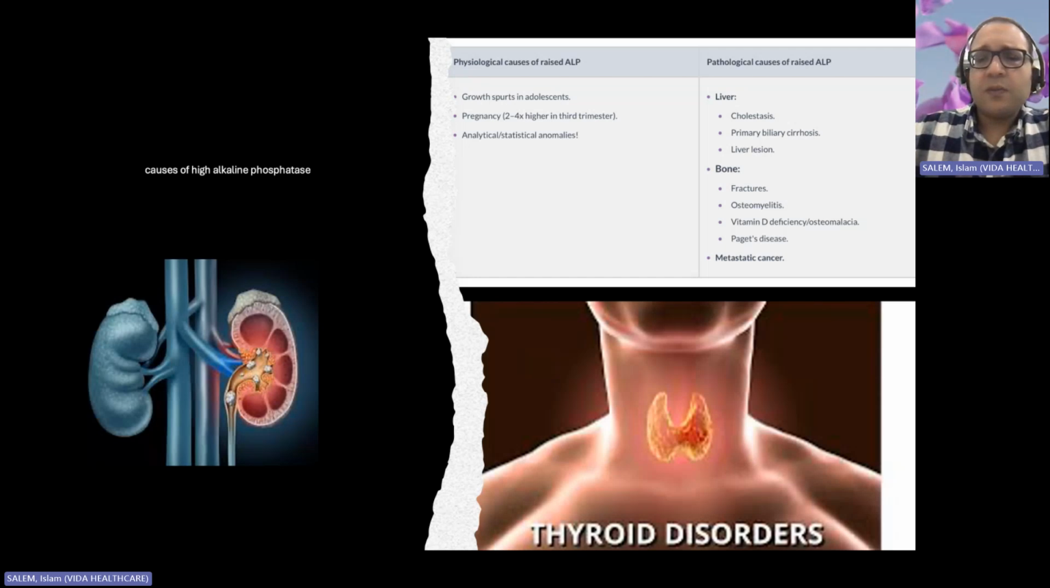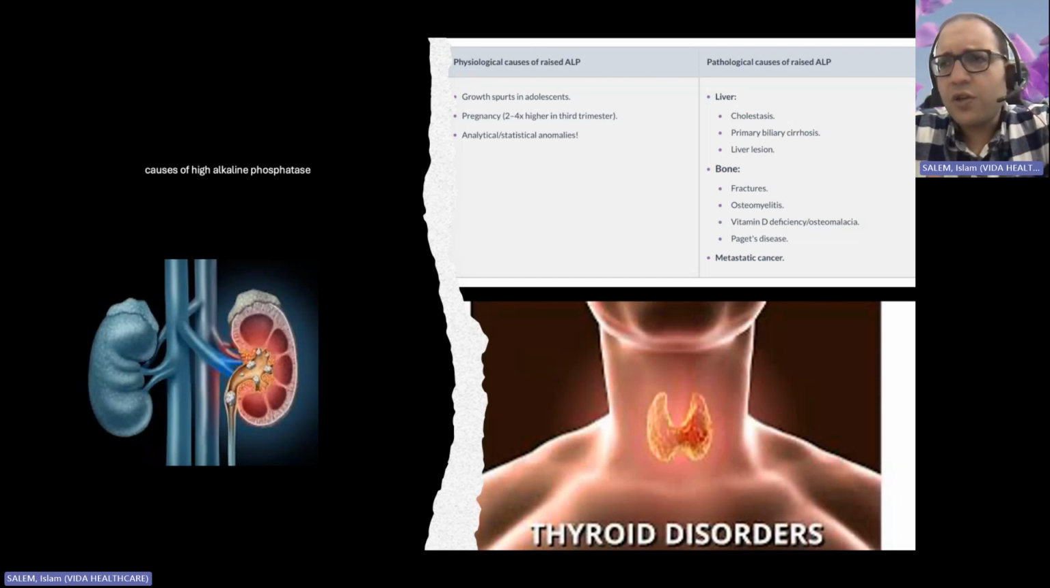And then what are the pathological causes? As I said, three main categories. Is it liver? Is it bone? Is it metastasis? So liver, is it cholestasis? And then we'll find the GGT is high in this instance. And then primary biliary cirrhosis, and you will find that the anti-mitochondrial antibody is high in that instance. And in a liver lesion, the ultrasound will guide you in that situation.